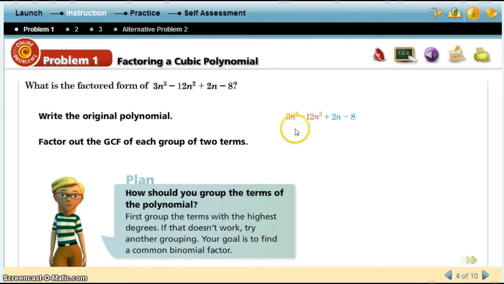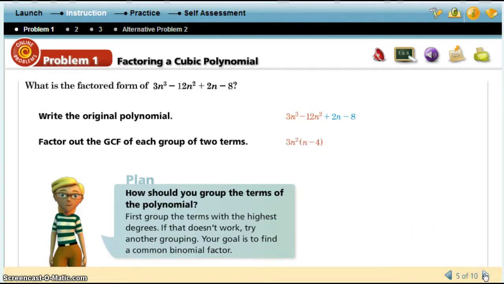Basically, you're trying to group these. In this example, we're grouping the first two together, and we'll group the last two together. But you're trying to group these so that you have a GCF to take out. Okay, if you were to group two things, for example, 3n to the third and 8, they have nothing in common. So it's going to make it a lot more difficult to actually factor if you don't have a GCF. So always group them so that you can factor something out.